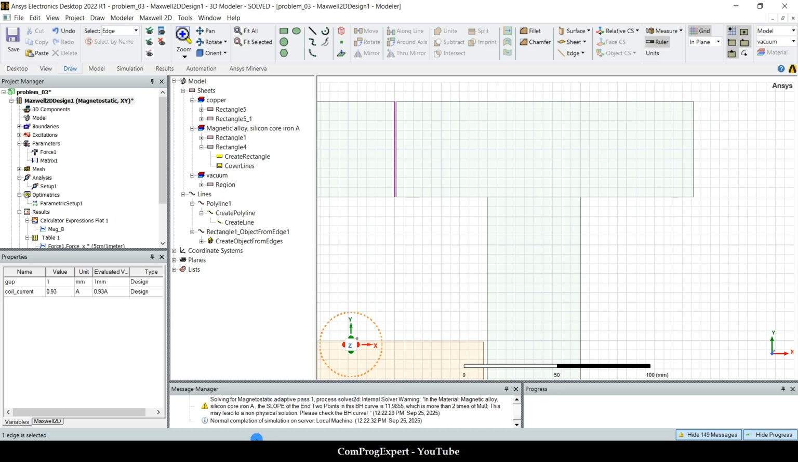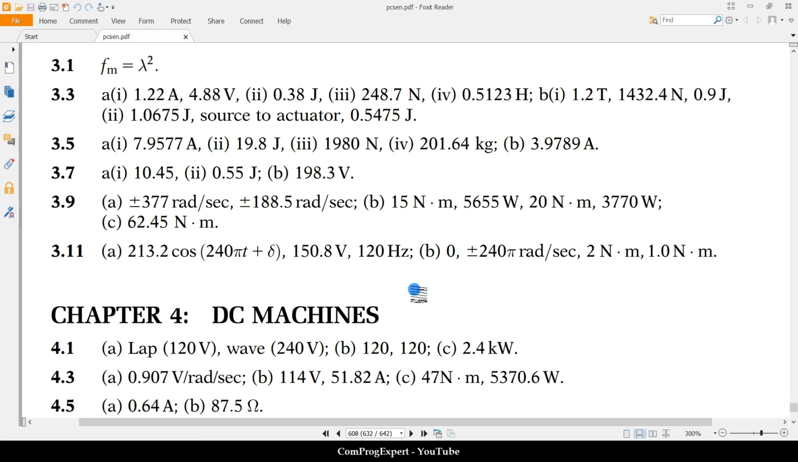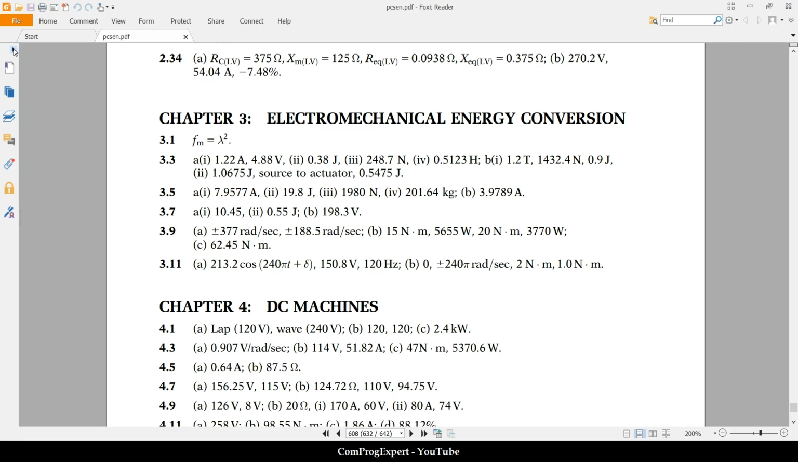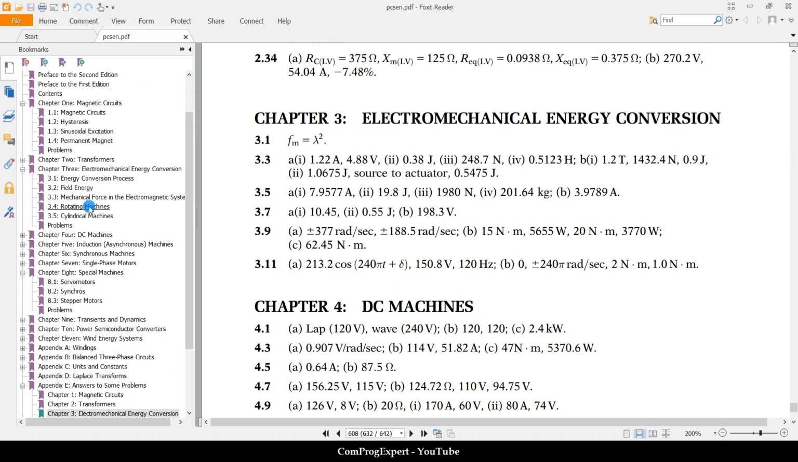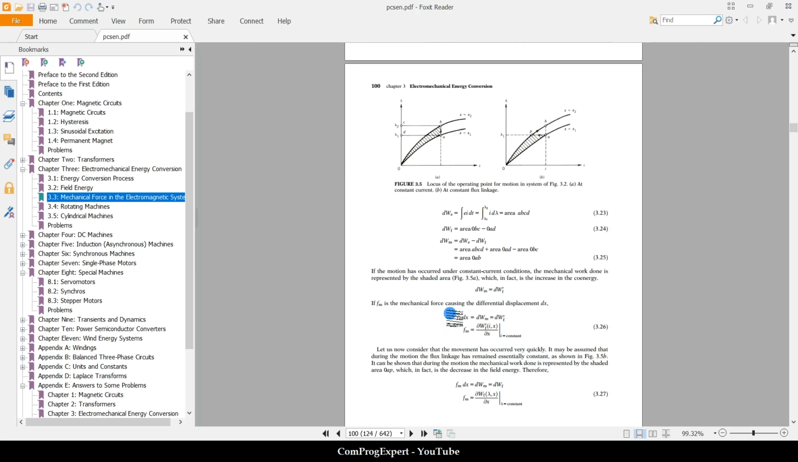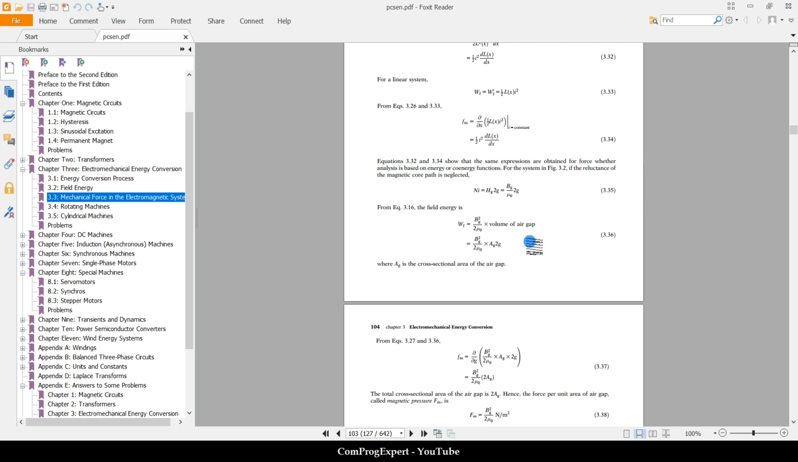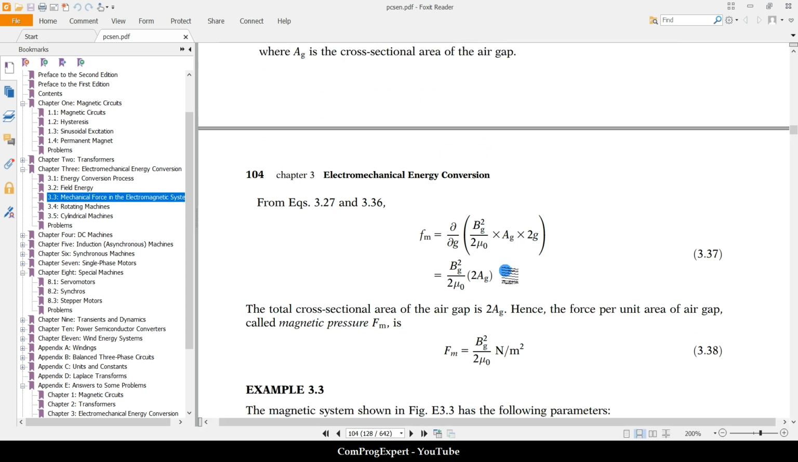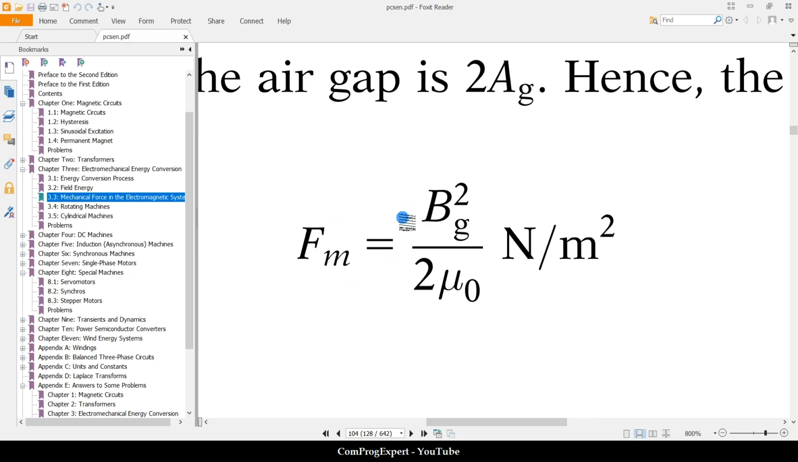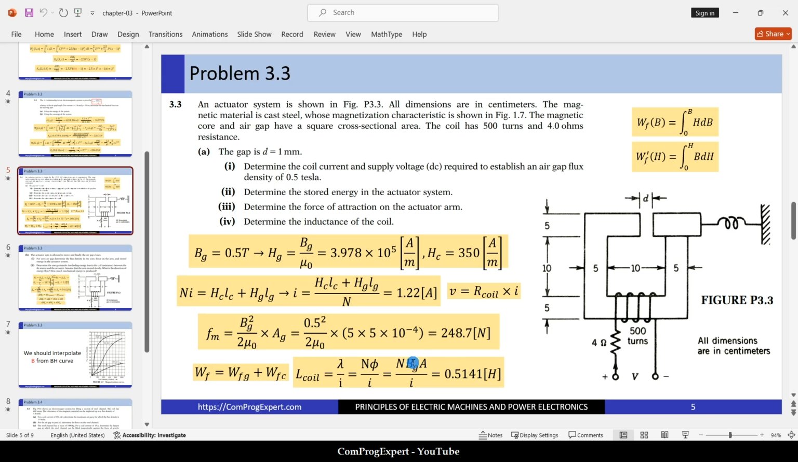Yes, we used the equation presented in this subsection to calculate the force for this problem using an idealized case, neglecting the reluctance of the core. An important equation, this is the force density. And also we have this value for the coil inductance. Yes, it is not too complex. You can review the calculations.